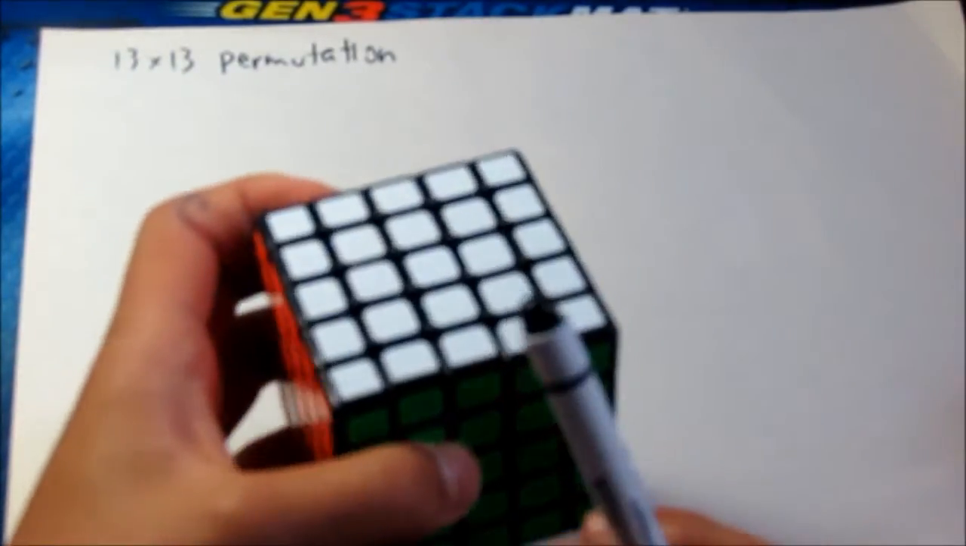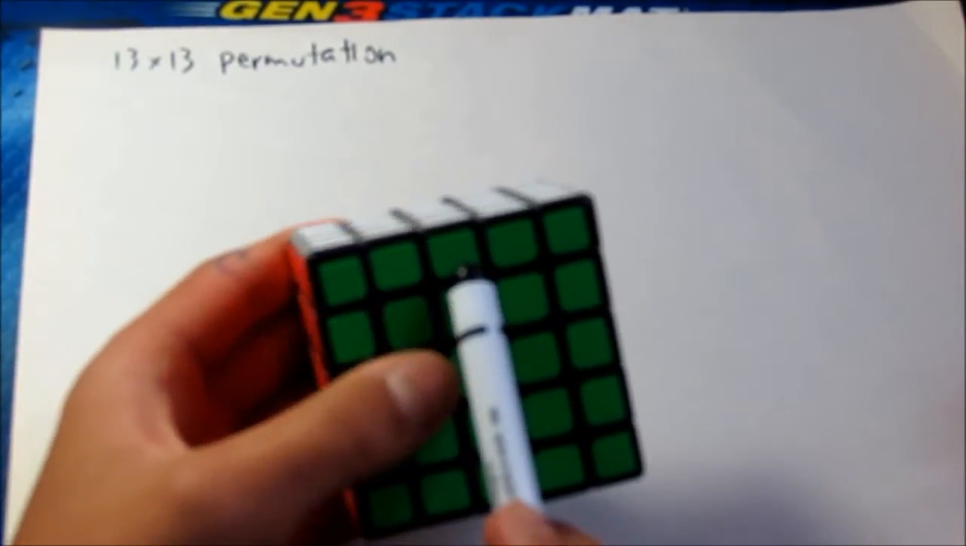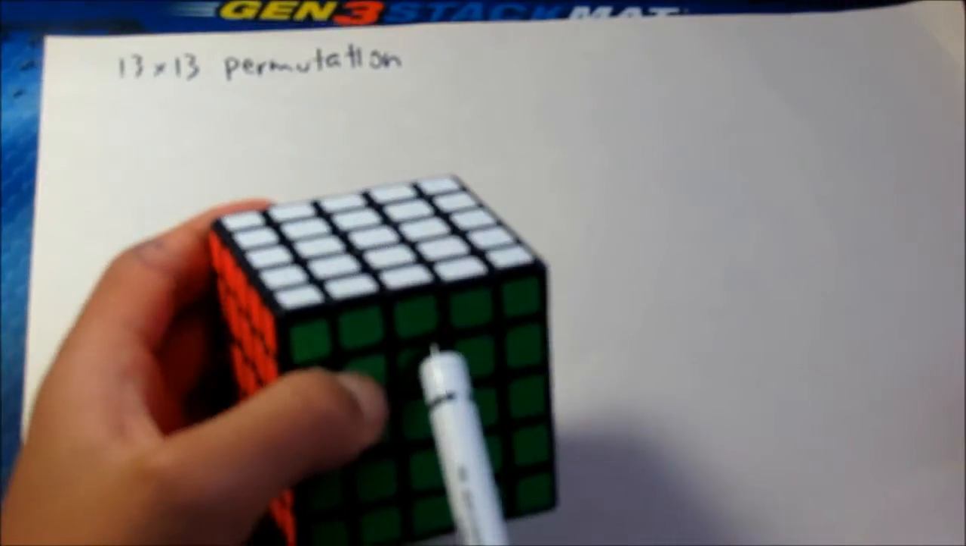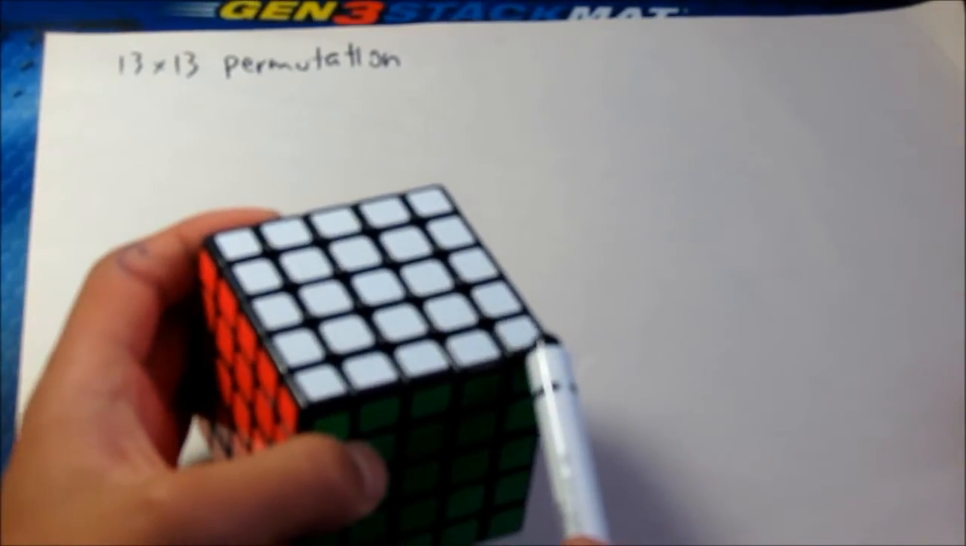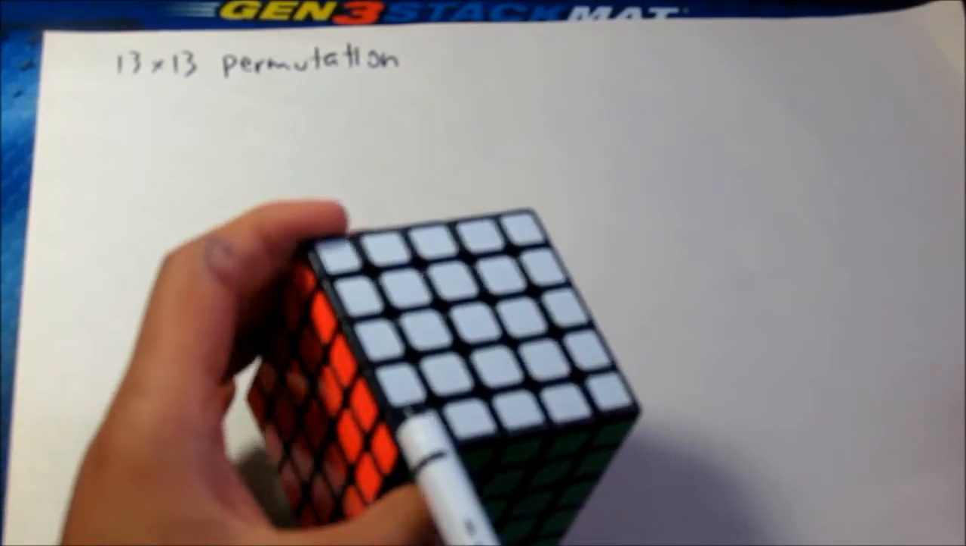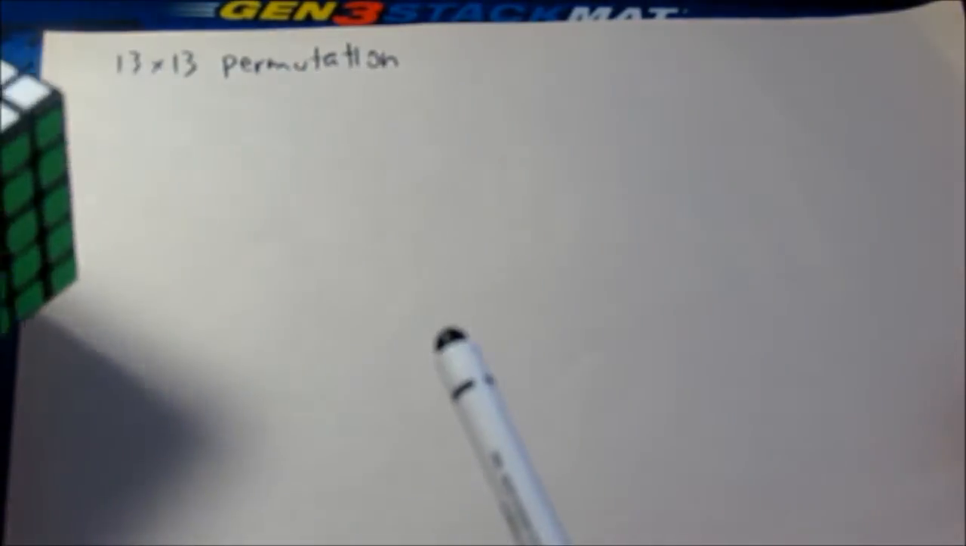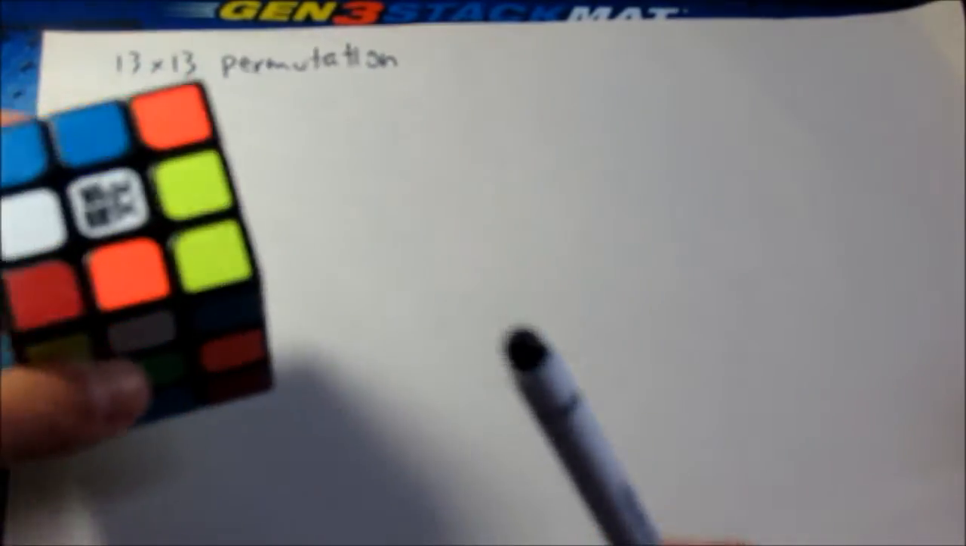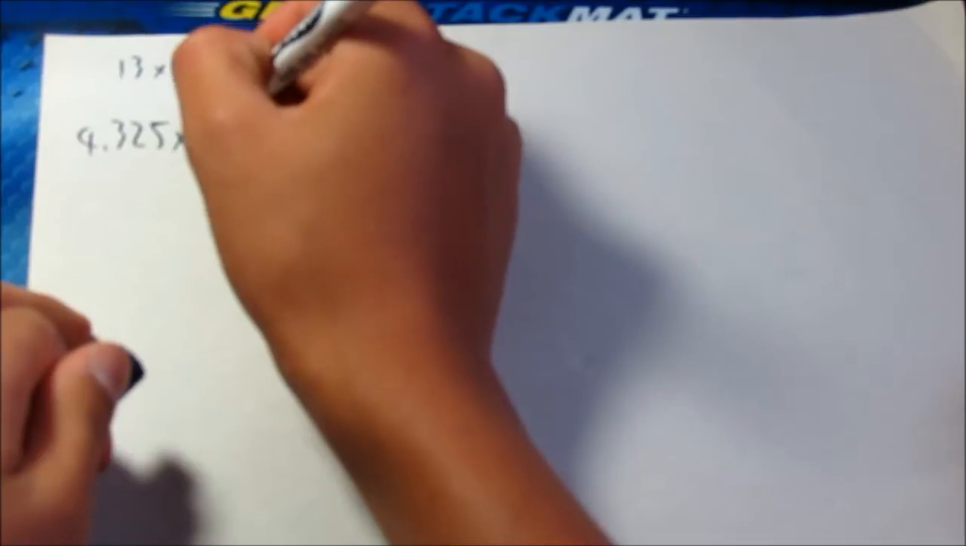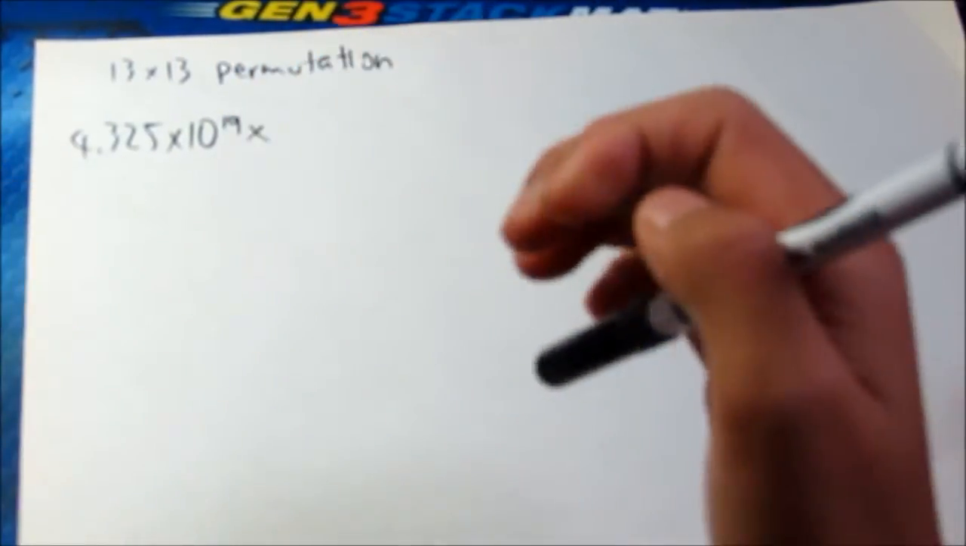So first, any big cube, any odd layer cube, has edges, which are these pieces, the center edges, then the corners, which there's 8. So you could just do the outer shell of a 3x3. So how many permutations are on a 3x3? That is 4.325 times 10 to the 19. So take that, you multiply it by now.